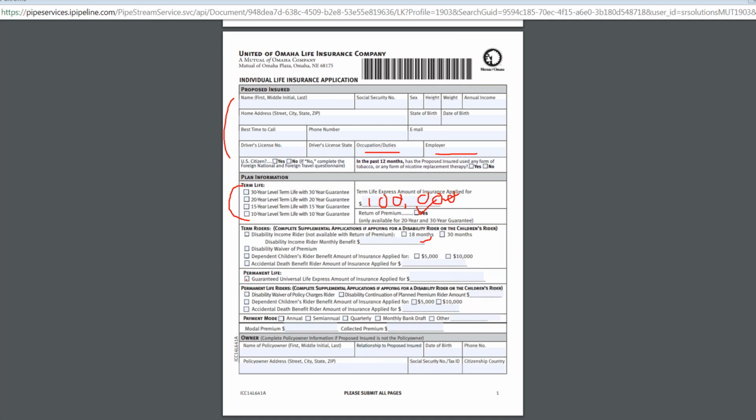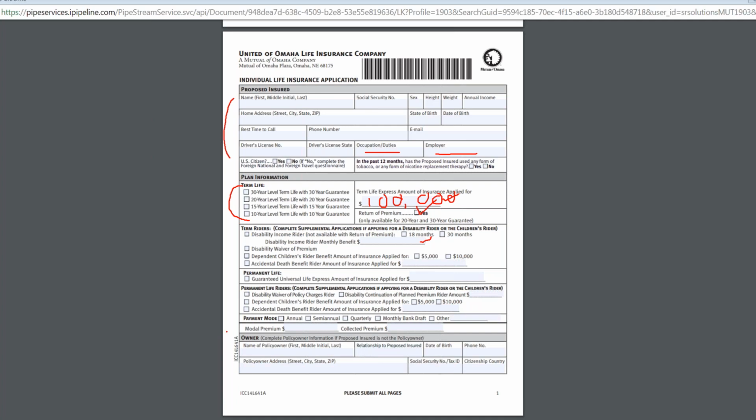If you're doing permanent insurance, you're going to skip the first part, and if you're doing the Guaranteed Universal Life Express, this is where you do the bottom part. Okay, pretty straightforward. Just make sure this part has to be done on every application.